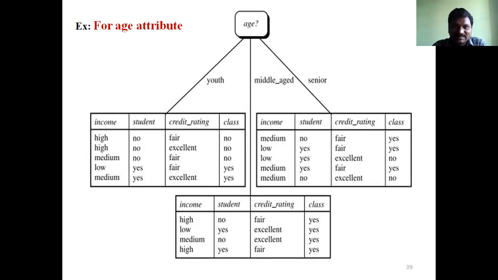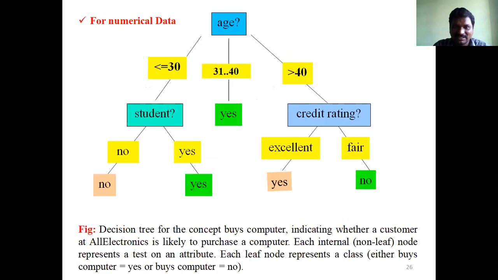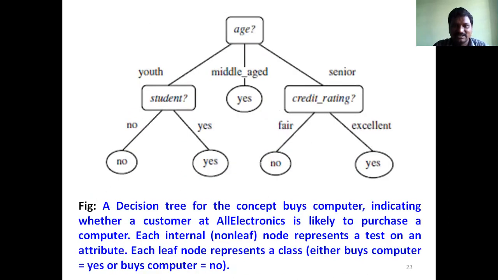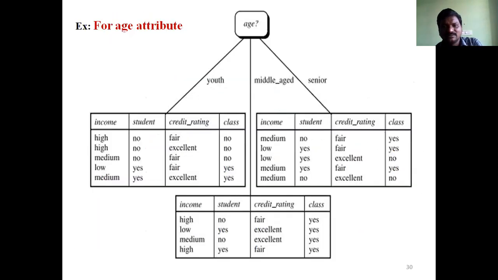After dividing this value, what is the result here? The result appears like this. I am taking the age value, student, and the credit rating value. I am not considering income here, because it has very little information gain. That's why I'm not considering the income in this case.